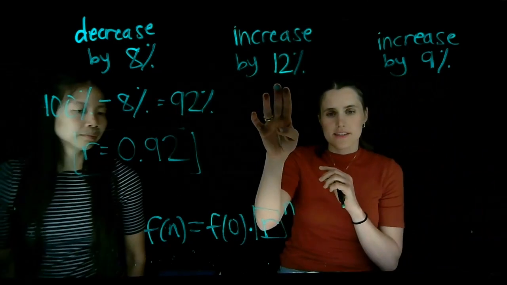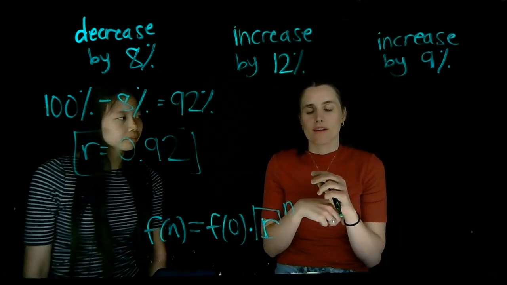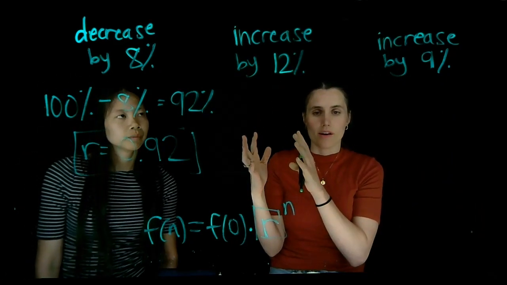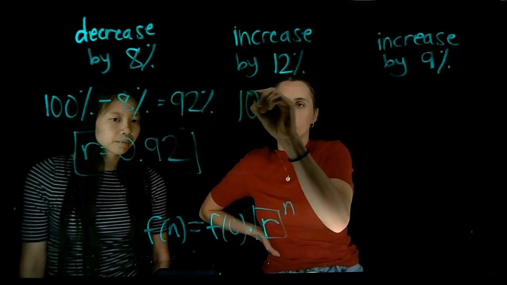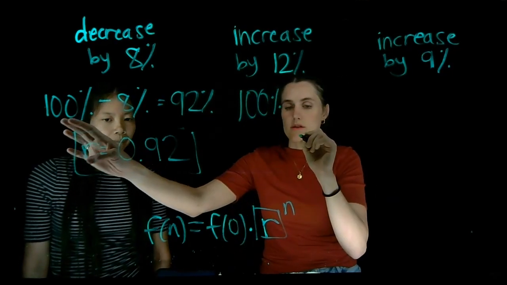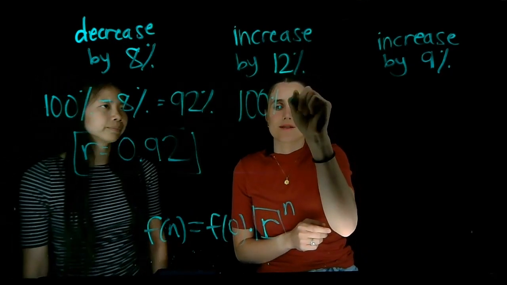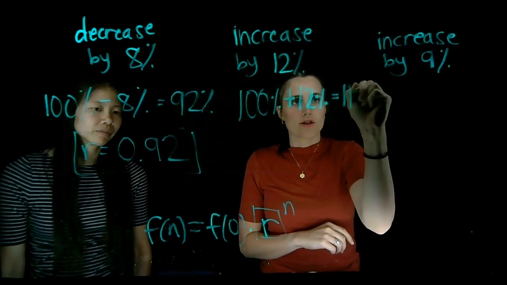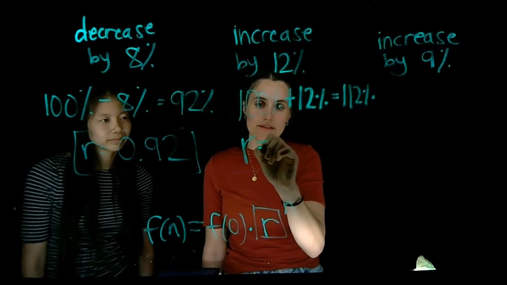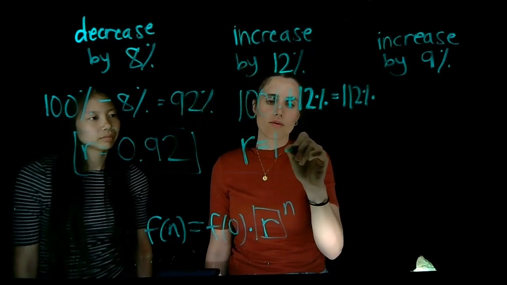Whenever we're increasing by a percentage, we have to remember that we are keeping 100% of what we already had and then adding on the other percentage onto that. So we're going to start with 100%, just like we did with our decreasing example, and we are going to add on that 12%, which would be a total of 112. And if we want to write that as our common ratio, we know that will be 1.12.